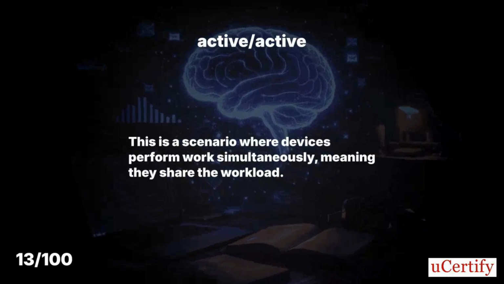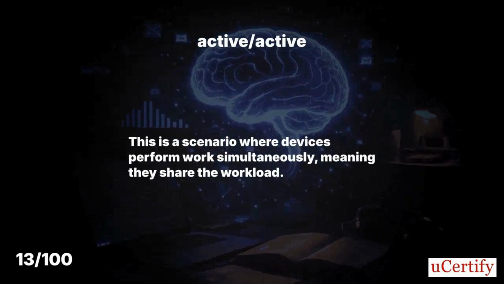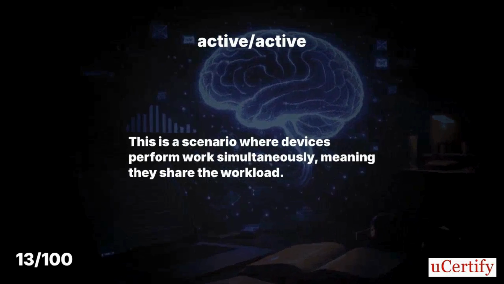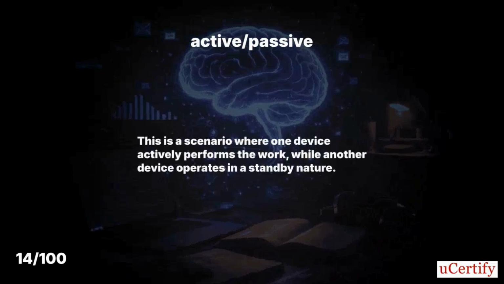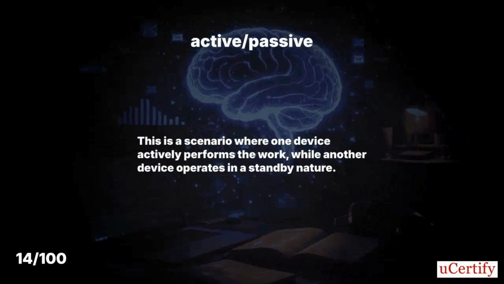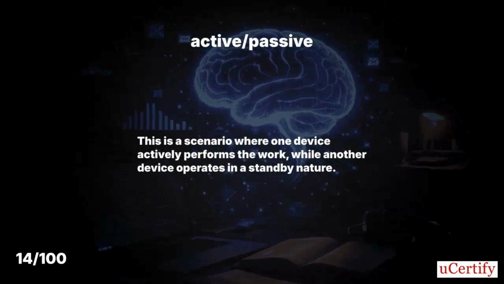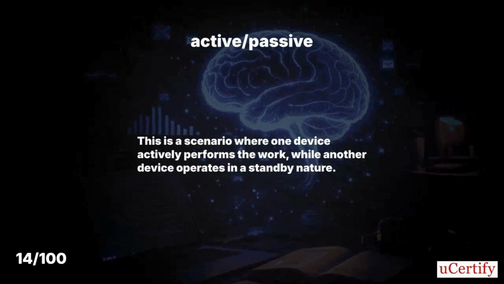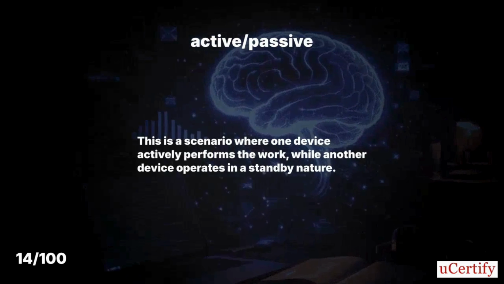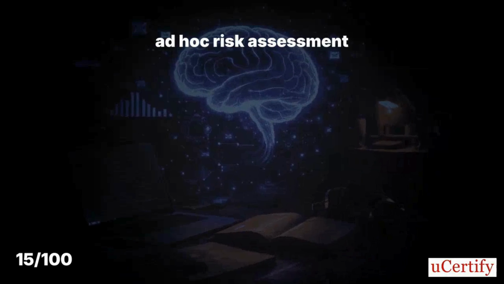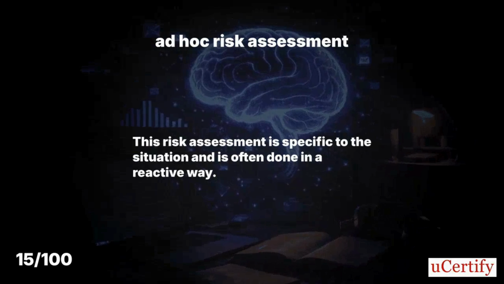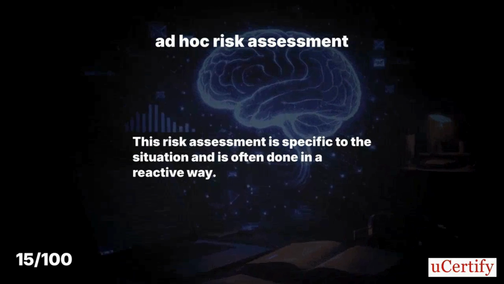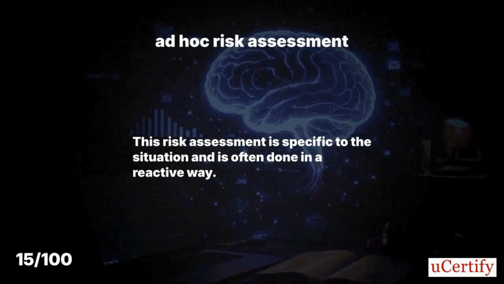Term: Active/active. This is a scenario where devices perform work simultaneously, meaning they share the workload. Term: Active/passive. Definition: This is a scenario where one device actively performs the work, while another device operates in a standby nature. Term: Ad hoc risk assessment. Definition: This risk assessment is specific to the situation and is often done in a reactive way.